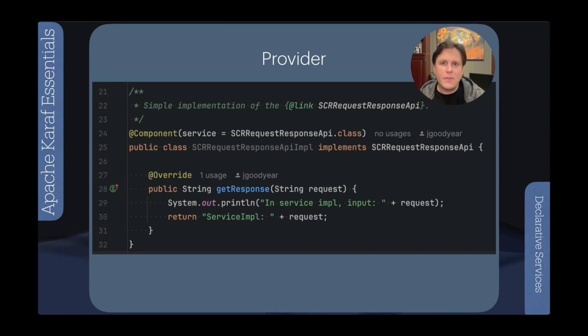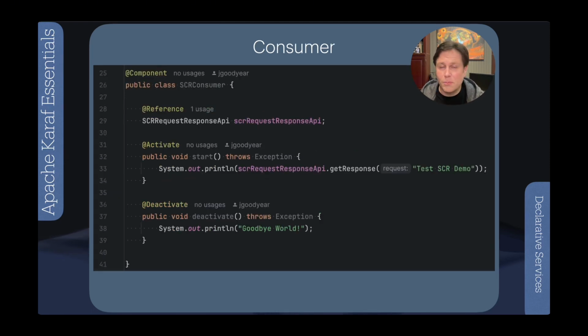In our consumer class, or bundle, we write our component, and then we implement a couple of these annotations. The first is a reference annotation. This is telling the system, I want to get a reference to someone who implements our request response API. Then the next two annotations, activate and deactivate, are very similar to the start and stop methods we see in our other methodologies. This says when we start up this bundle, do this code. When we stop this bundle, do this set of code.